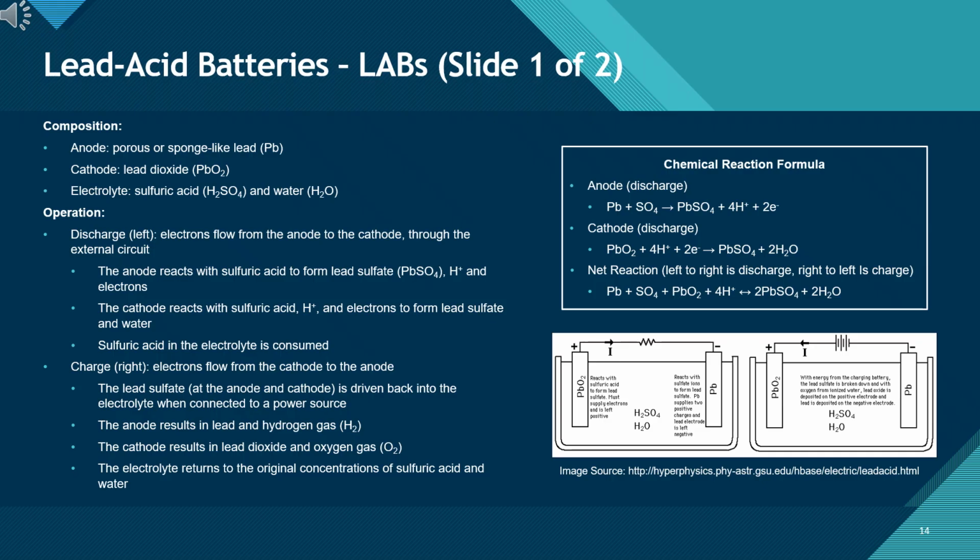On the right is the charging process. When we apply an external power source, the reactions reverse. Lead sulfate is converted back into lead and lead dioxide, and the electrolyte returns to its original sulfuric acid concentration. You'll also notice hydrogen and oxygen gas forming as part of this reversal process.